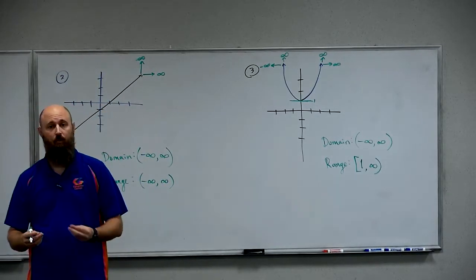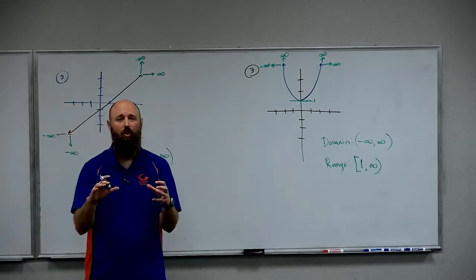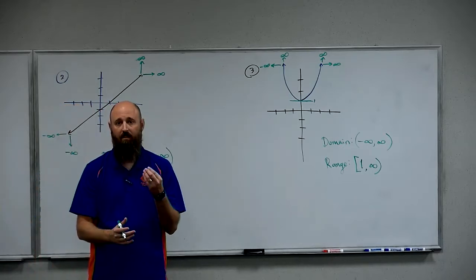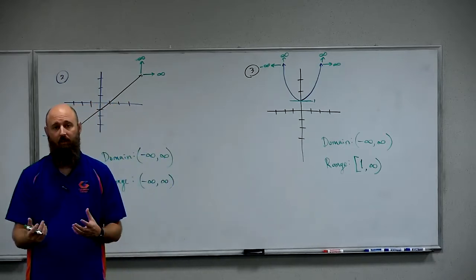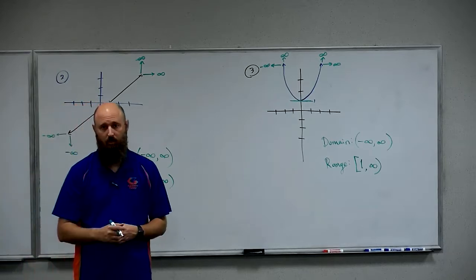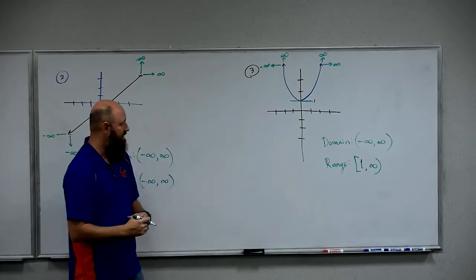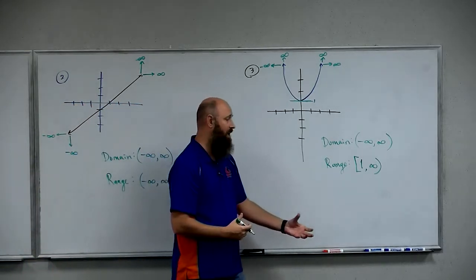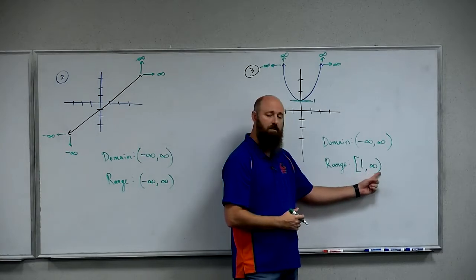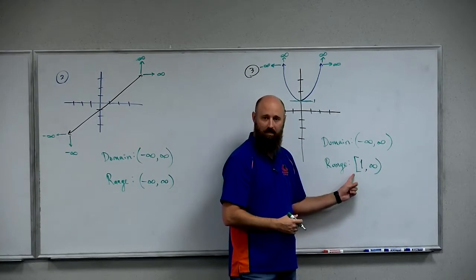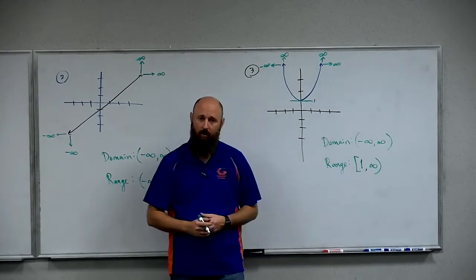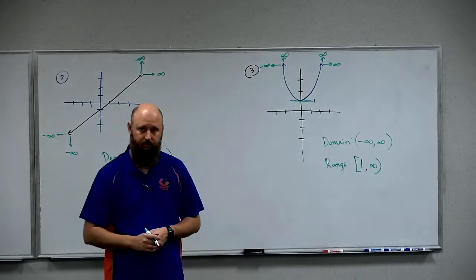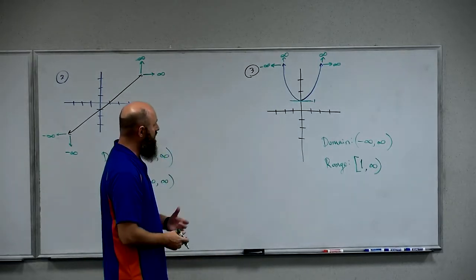There are cases where we get really close and don't touch, but we're not going to have to worry about that at this point. We'll get into that maybe later or in another course. But at this point, we're not going to worry about that. Infinities get a parenthesis, numbers get a bracket, is what you need to remember for those. Okay, so that's how you would approach that problem.